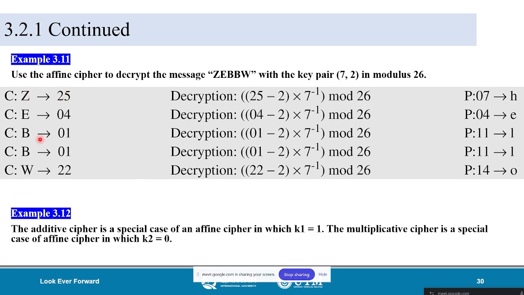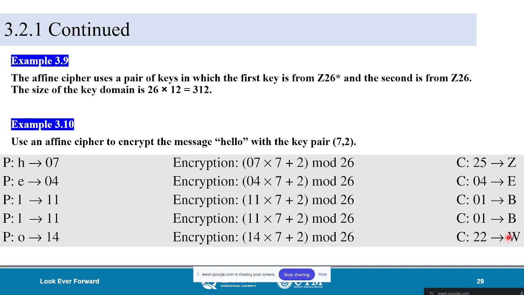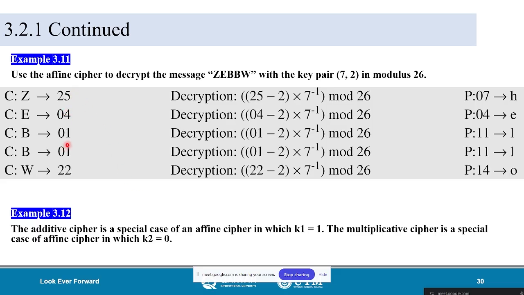Now, ZEBBW, which is this one, is 25, 4, 11, 22. Now, in order to decrypt these letters, we would say 25 minus 2, where 2 is the second key, multiplied by the inverse of the first key. The key is 7, so you should find the inverse of it. Now we will get, of course mod 26, the actual position of the letters.